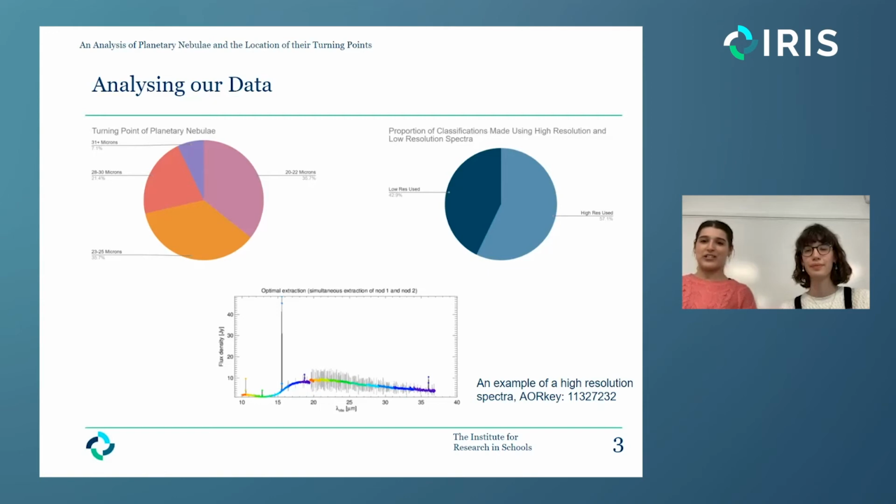As you can see from the pie chart on the left-hand side, the majority of our classifications found that the planetary nebulae had turning points between 20 and 25 microns, and the smallest group had turning points at around 30 microns and above.